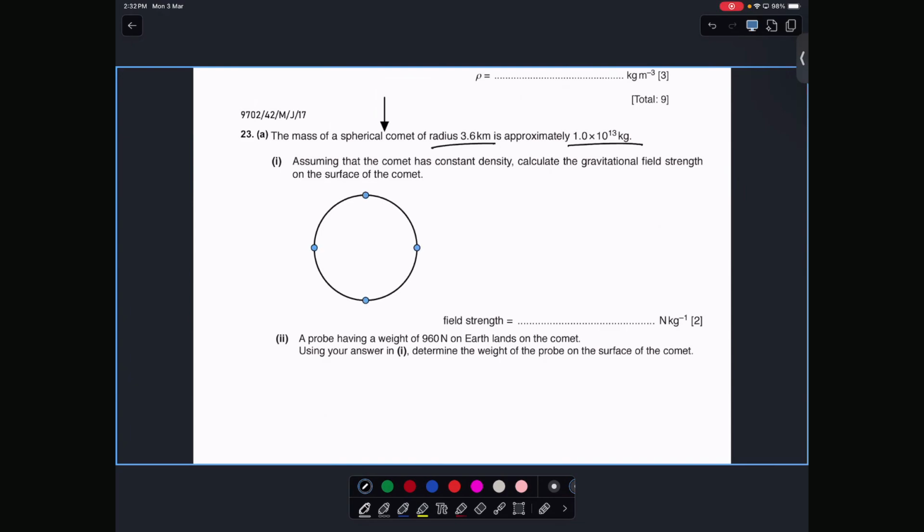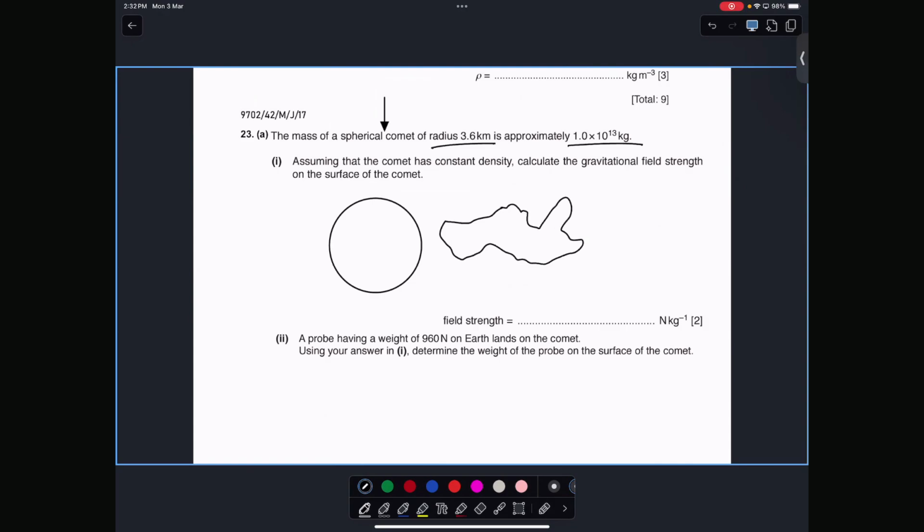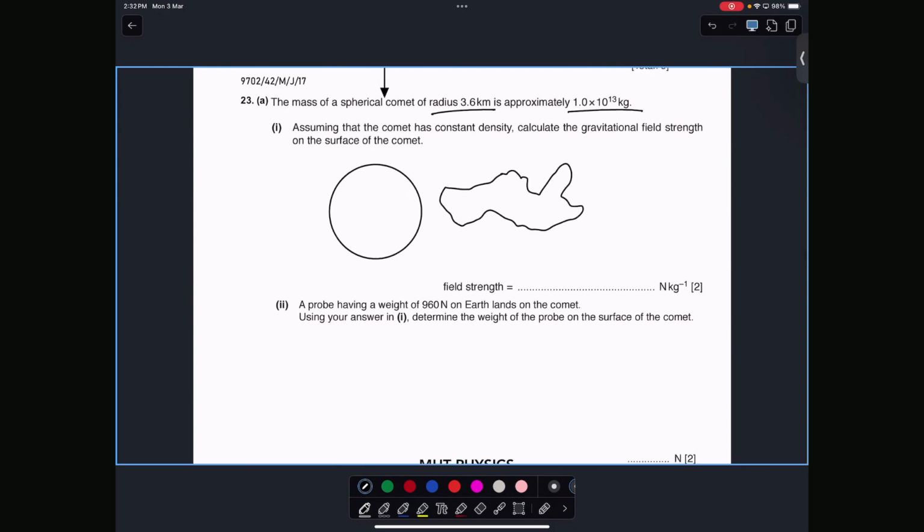For the spherical one, the gravitational field strength at the surface is the same everywhere. And the difference is that for that one, the gravitational field strength is actually different at different locations. And similarity: both of them have a non-uniform decrease in field strength, meaning as it goes away from the surface, the field strength keeps decreasing.